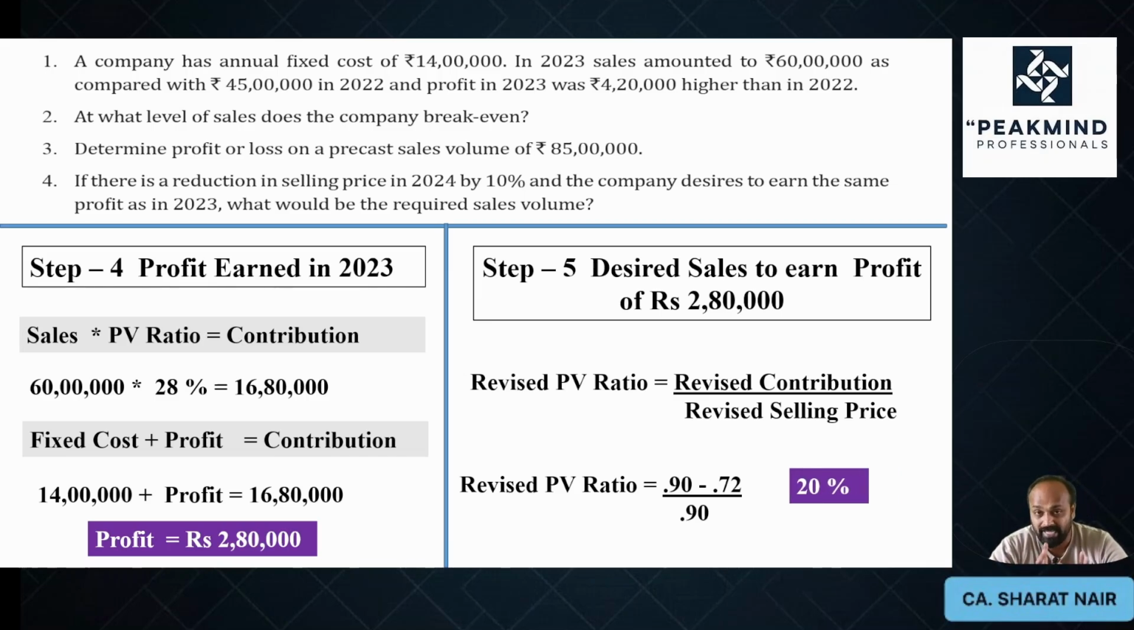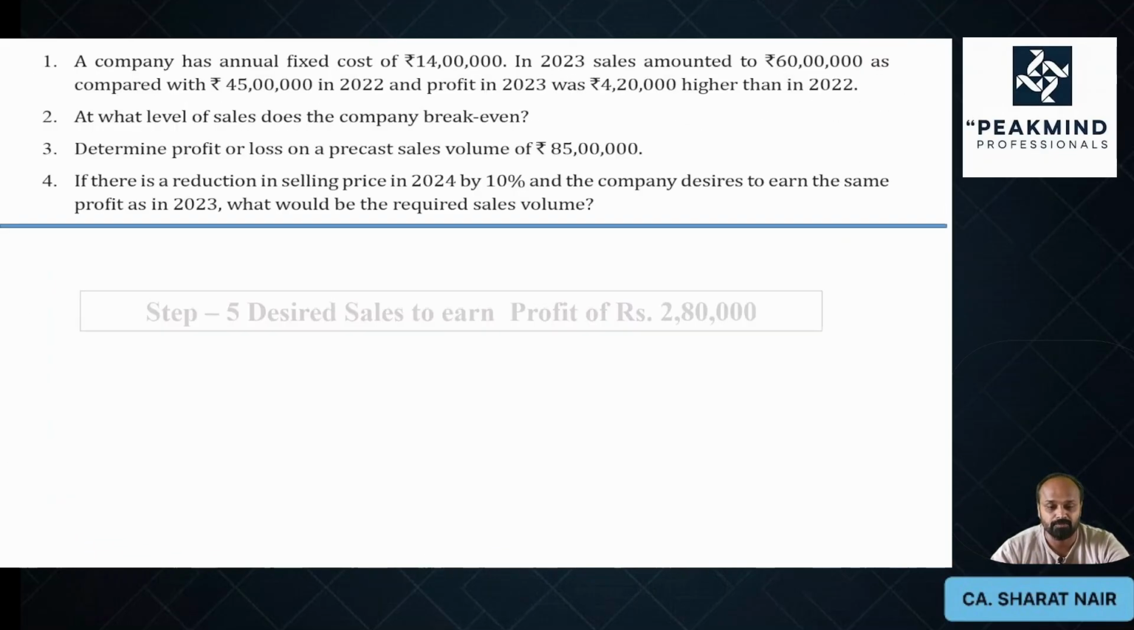So what we need to analyze here, please understand, the moment I decrease my selling price by 10%, my PV ratio is falling down from 28% to 20%. That is what we need to understand from this. Now going further with the solution.